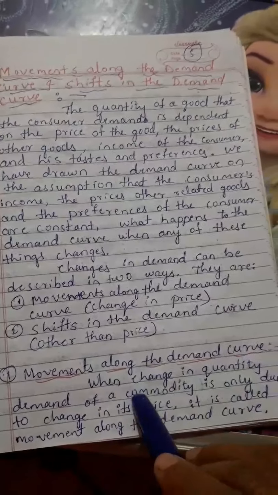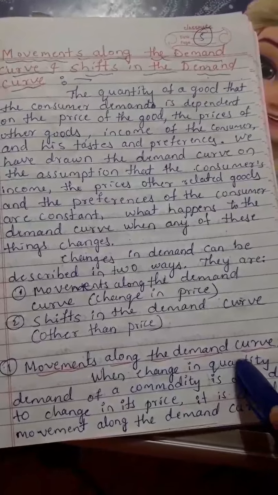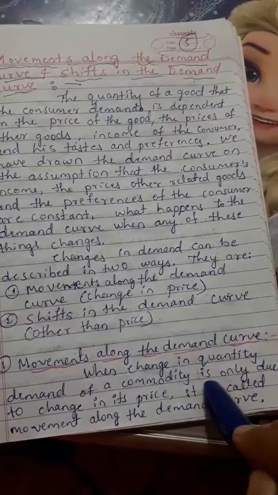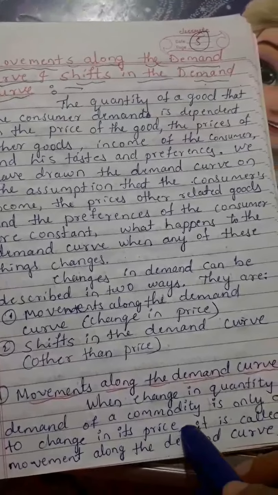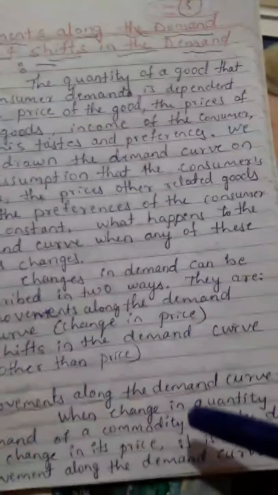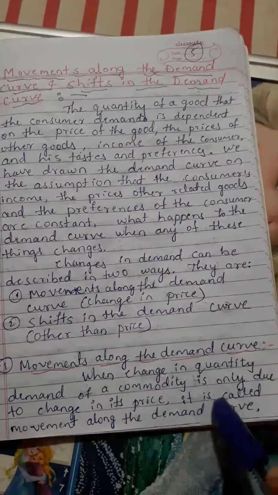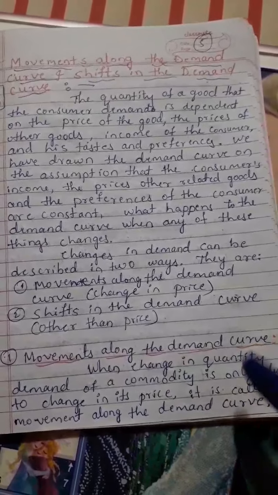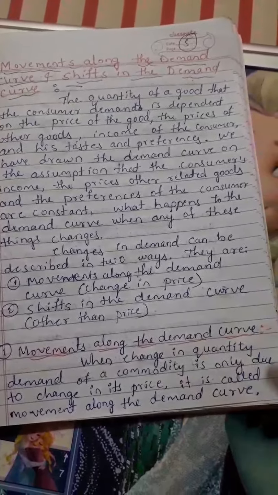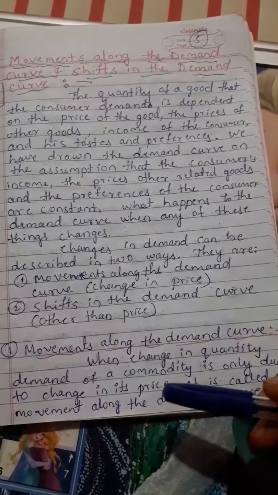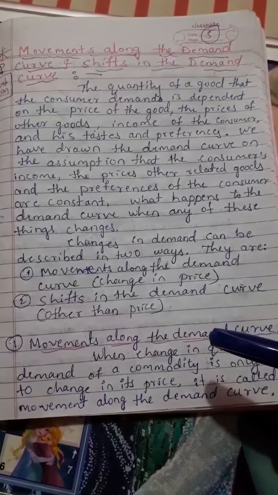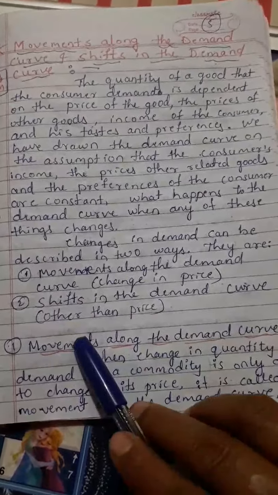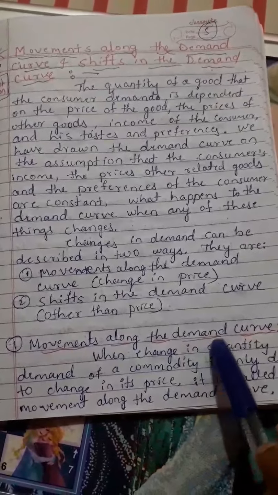Here, when the change in the quantity demanded of a commodity is only due to a change in the price, it is called a movement along the demand curve. It means the quantity demanded of the commodity changes only due to a change in its price. Because the price changed, the quantity demanded of the commodity changes. That is known as the movement along the demand curve.